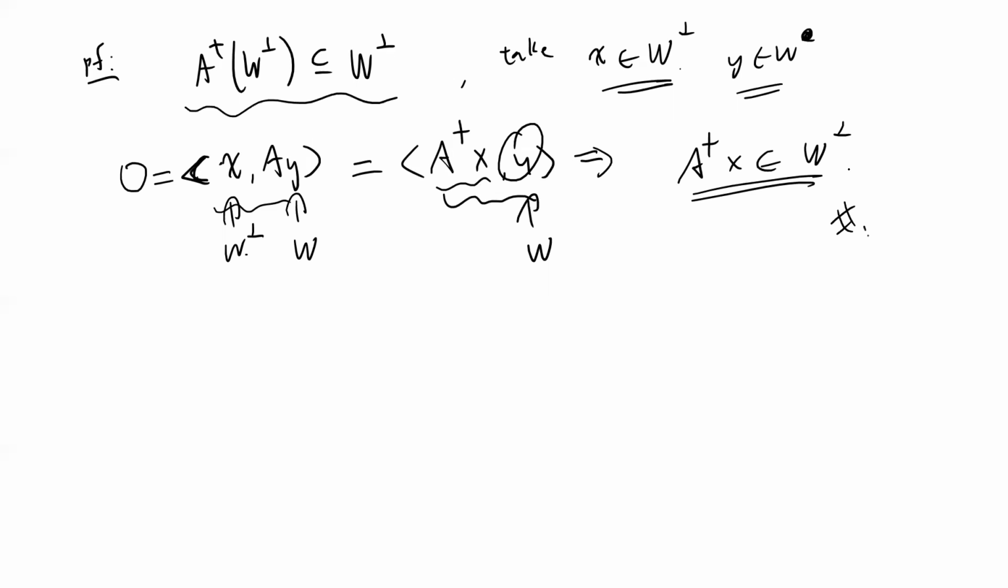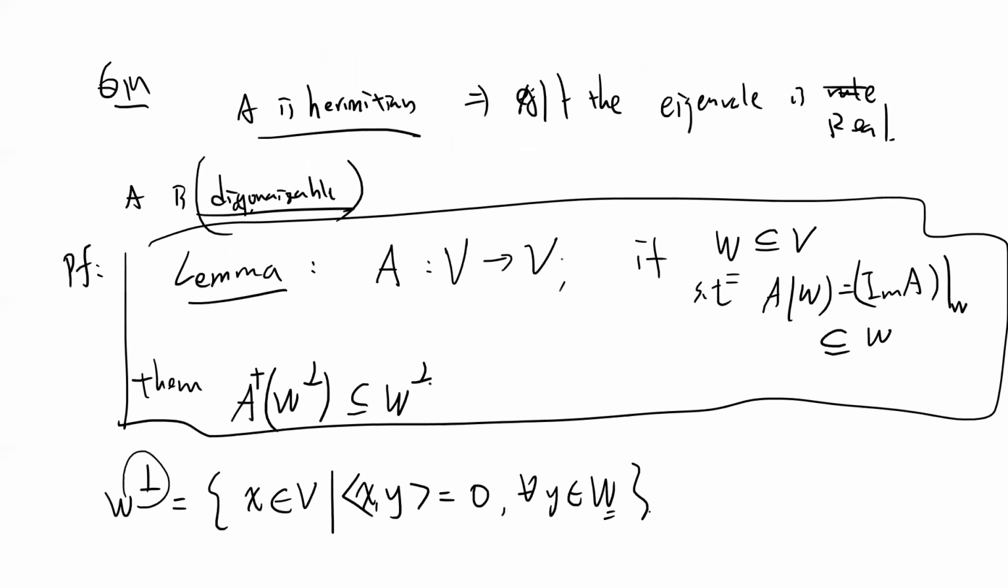So what's going on now? We need to prove that if A is Hermitian, basically A dagger is A, then A is diagonalizable.